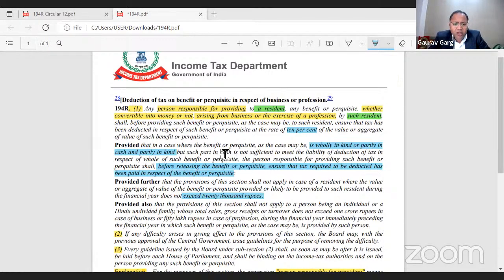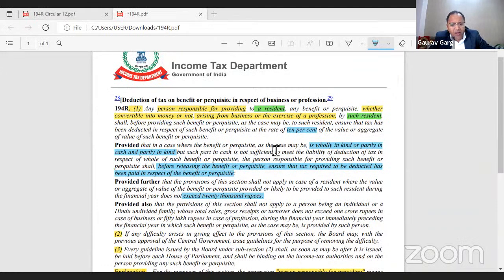But before we move on to the circular, if you see the language of 194R(1), which says whether convertible into money or not, arising from business or the exercise of a profession, it is ditto the same language you will find in section 28(iv), and that was the reason many of us were trying to use 28(iv) to interpret section 194R. But now that the circular has been issued, it seems we need to read 194R independent of 28(iv). I will come to questions later; let me complete the circular, and then it would be a good time to discuss questions.